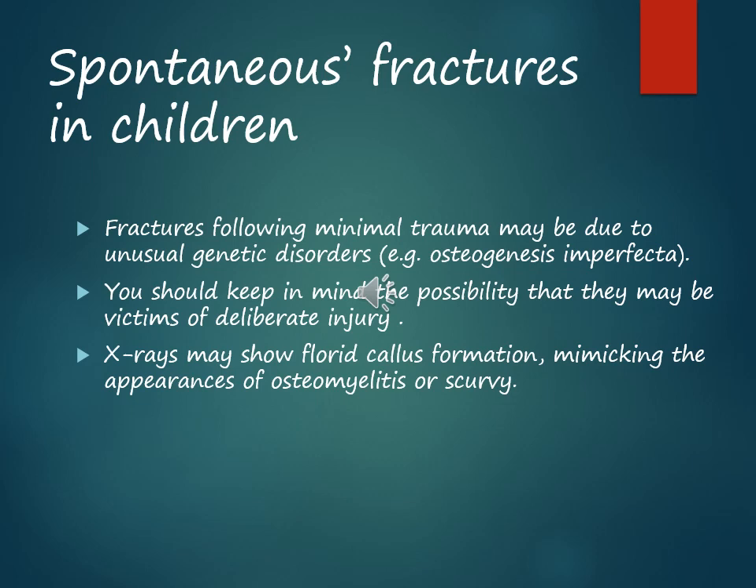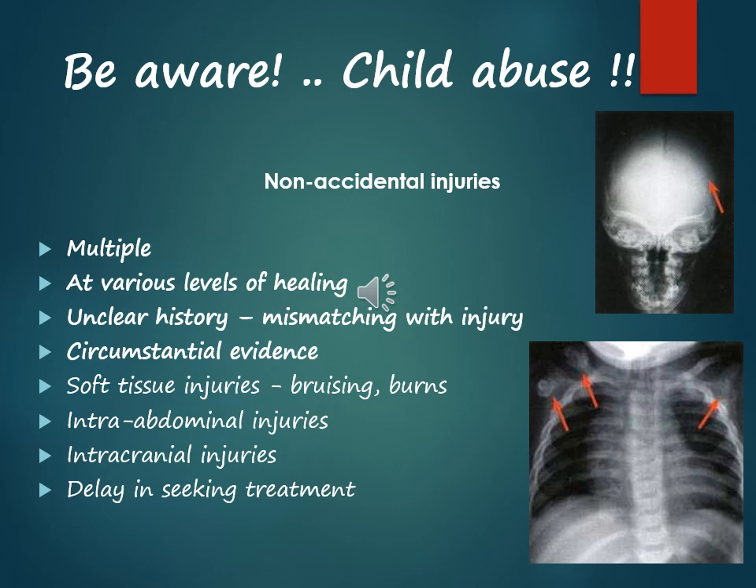Obviously, you will always need to think about non-accidental injury. This is the new name for this. We do not call it child abuse anymore. It is called NAI, or non-accidental injuries. And you have to suspect this when you see multiple fractures, recurrent fractures, especially if the fractures are at different levels of healing. For example, you have a new fracture on one limb and a healed fracture on another limb.